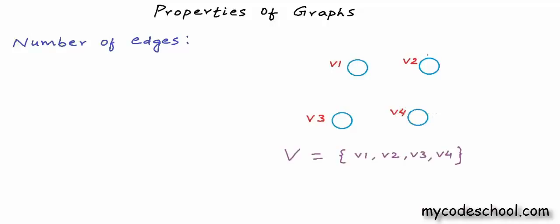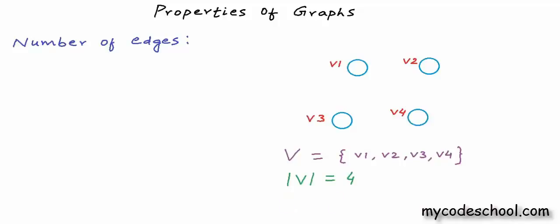So this is my set of vertices. The number of elements in set V is 4. Now it's perfectly fine if I choose not to draw any edge here. This will still be a graph. The set of edges can be empty. Nodes can be totally disconnected. So the minimum possible number of edges in a graph is 0. Now if this is a directed graph, what do you think can be the maximum number of edges here?